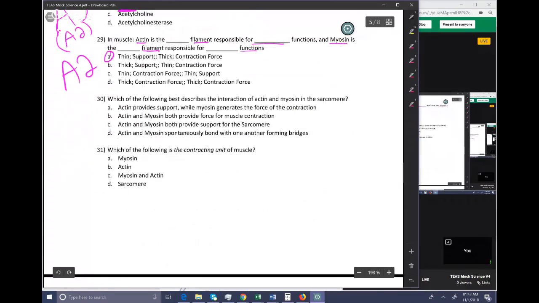Which of the following best describes the interaction of actin and myosin? I've talked about this a few times. This is probably not the first time you've heard this.